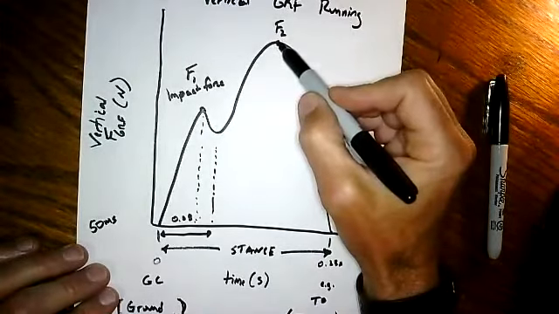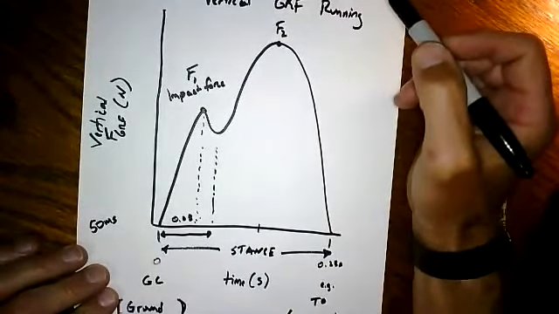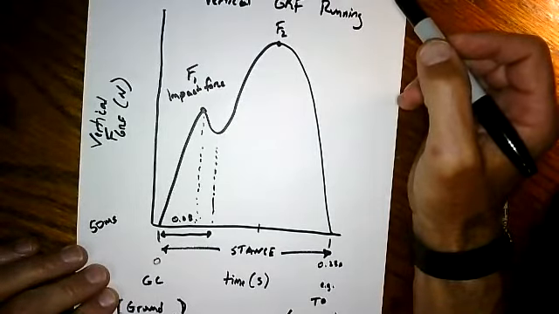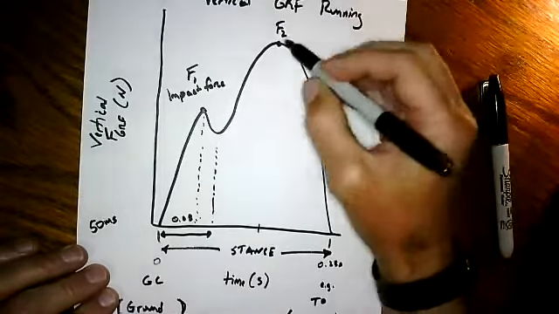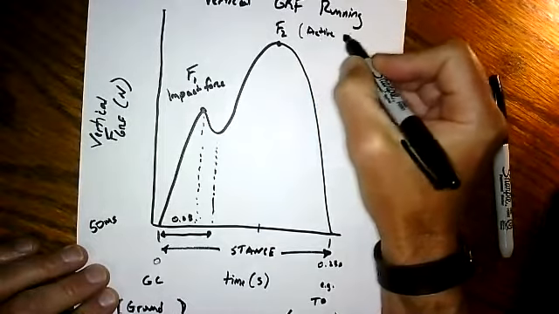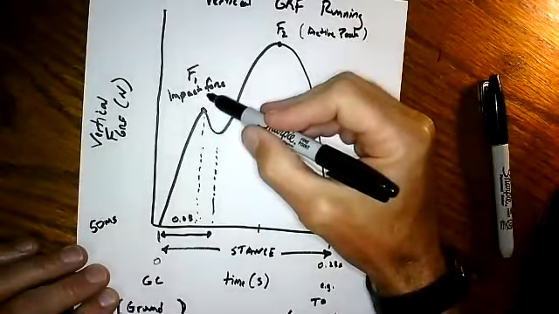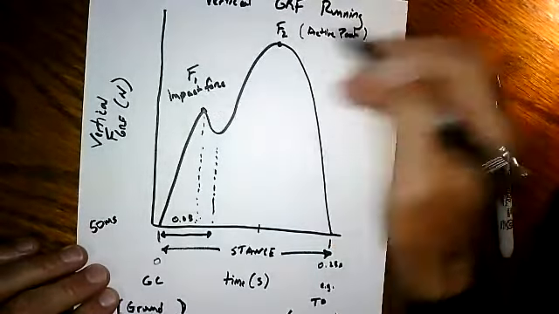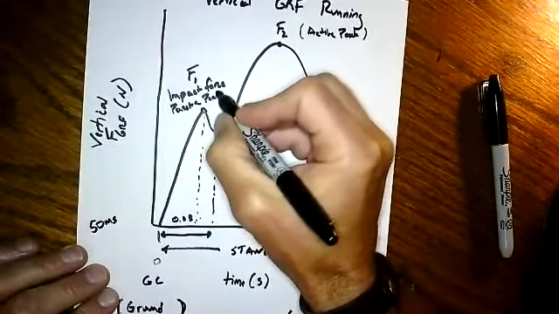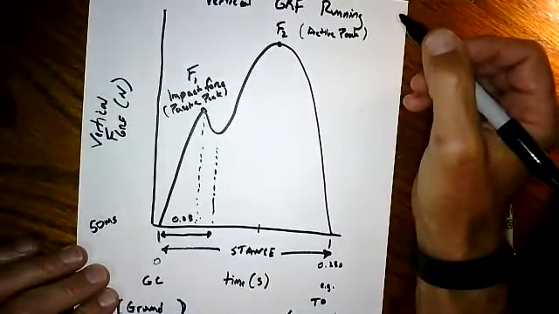F2 occurs about mid-stance, so about halfway through the stance phase. Sometimes we call this an active peak. And then if we use active peak here, another phrase for the first would be passive peak. I don't tend to use these terms, but you do see these in the literature, and so they're not bad terms to at least be able to recognize.